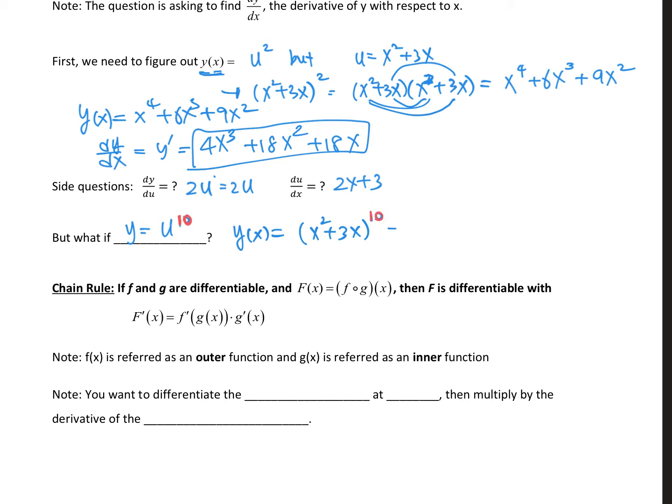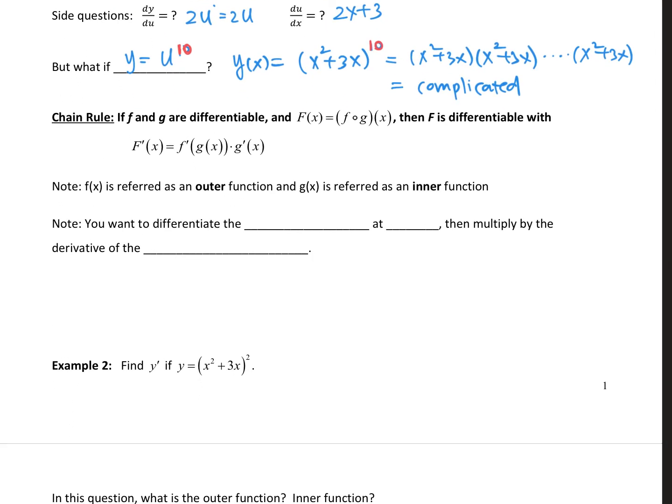If it's a 10th power, how am I supposed to write this out? Like this, and then x squared plus 3x, all the way, x squared plus 3x 10 times. It's going to be very complicated, and hard for me to calculate directly, right? But fortunately, we have the chain rule. It'll make it so that we don't have to go through all this middle process. We can get a formula to still be able to find the derivative.